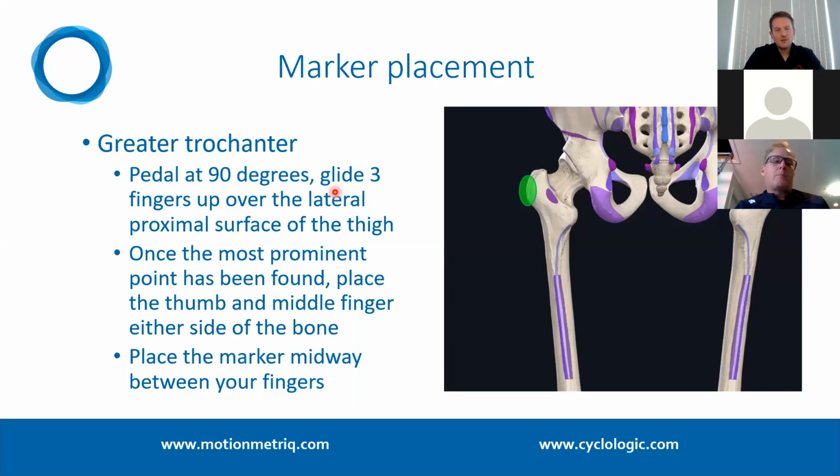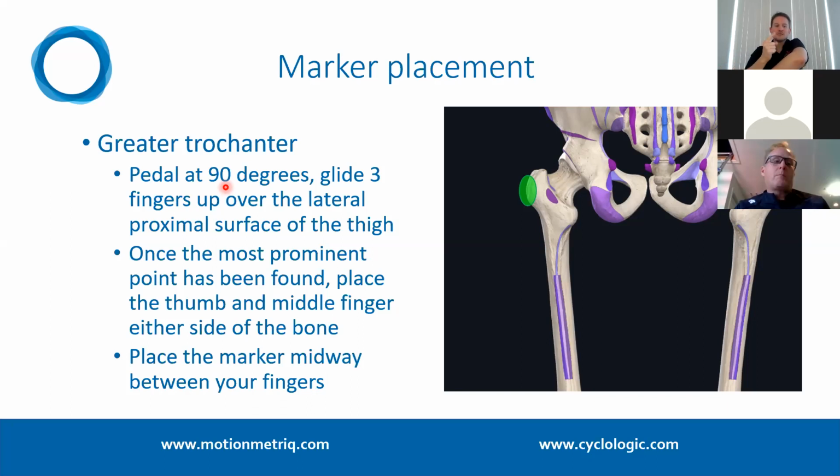If you place the pedal at 90 degrees, again for the same reasons as the knee, we want it to represent a larger proportion of the pedal stroke accurately. So we don't want to place it at an extreme at the bottom or at the top of the pedal stroke. What I would suggest is you place three fingers like this, and then glide them up the outside of the thigh until you find the bony lump.